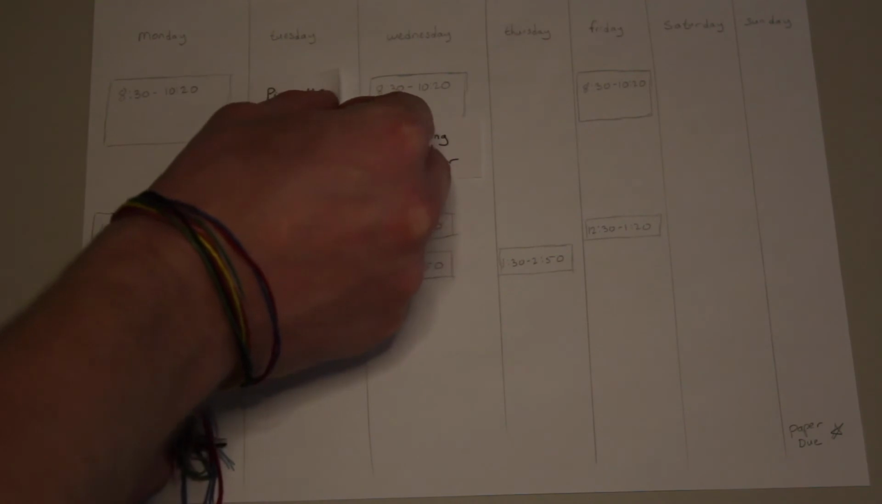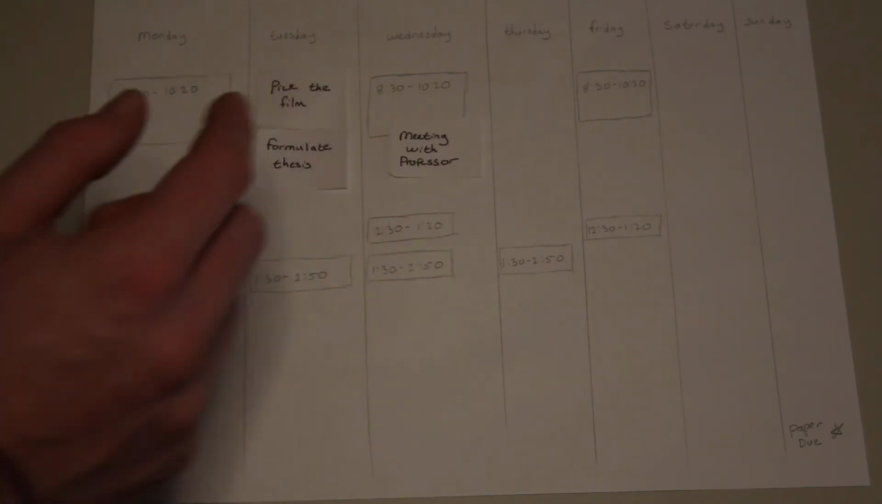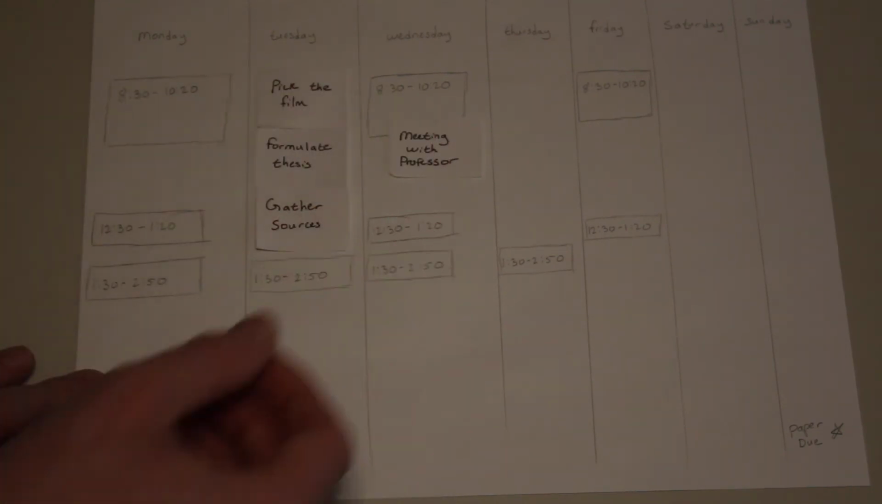So I know that before Wednesday morning, I should have my film picked and I should have my thesis formulated. And I should have my sources gathered. So it looks like the time that I have tomorrow I should use to do all 3 of those things. So I should pick the film, formulate the thesis, and gather sources on Tuesday. Then I need to come up with an outline.